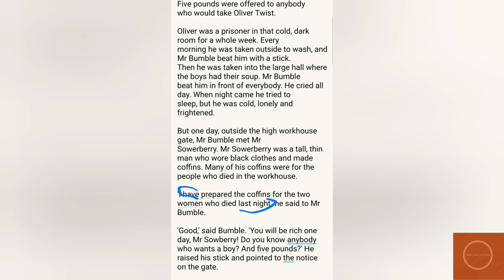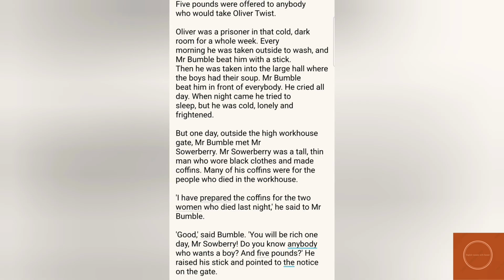Now, "Good," said Bumble. "You will be rich one day, Mr. Sowerberry." Now, whenever we want to get something from somebody, we just try to first butter them up and talk good about them. "Good," said Mr. Bumble. "You will be rich one day, Mr. Sowerberry. Do you know anybody who wants a boy and 5 pounds?" He raised his stick and pointed to the notice on the gate.